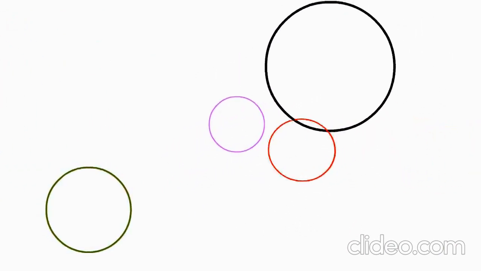So πr² can be used to calculate the area of any size circle that exists.